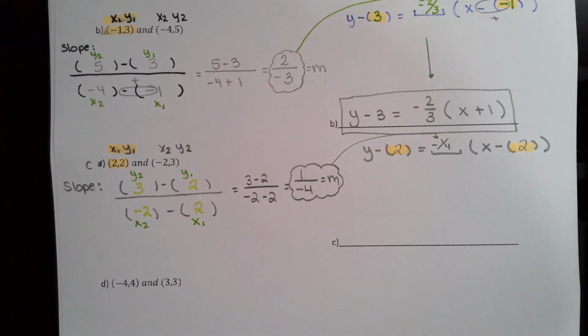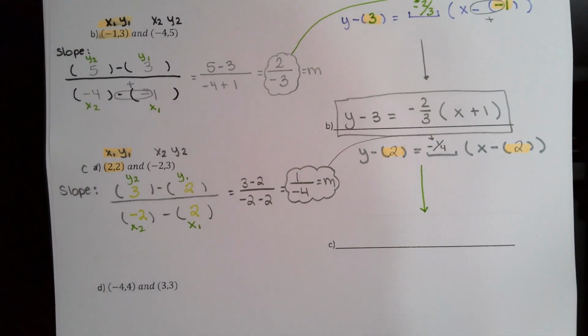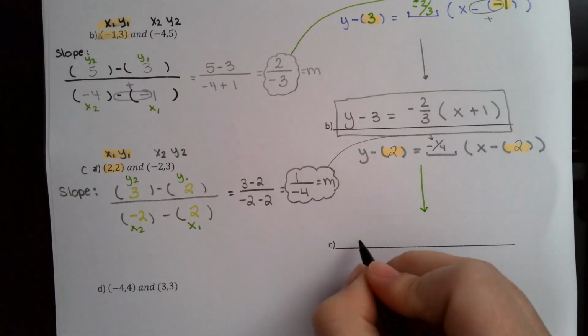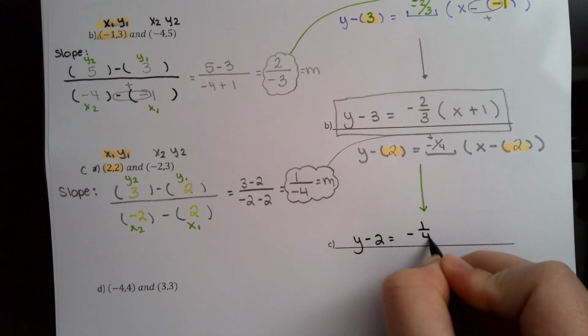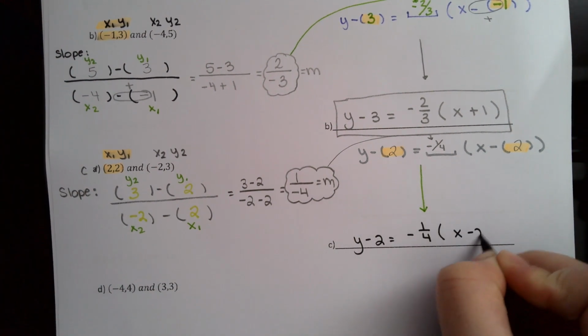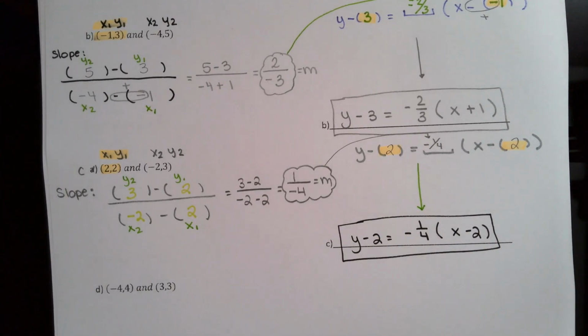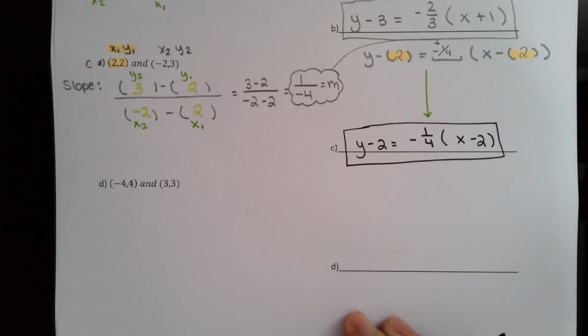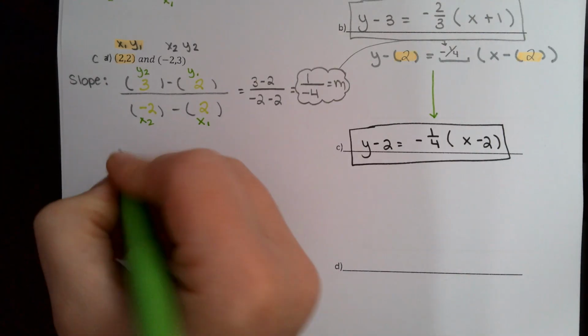Do we have any double negatives? No. So we're going to go right into writing our answer. We get y minus 2 is equal to negative 1/4, open x minus 2, close it. Okay, moving on. And one more time, same thing.